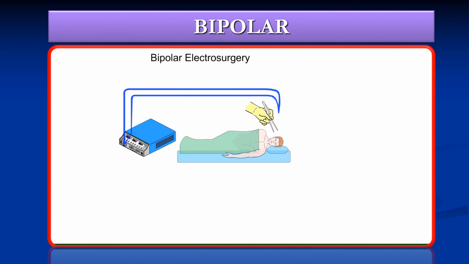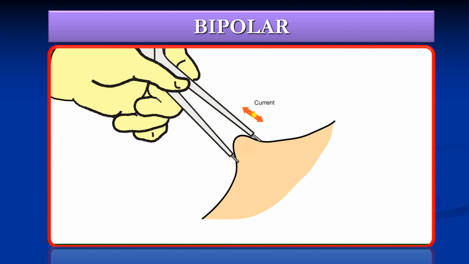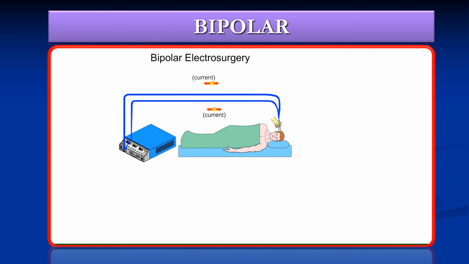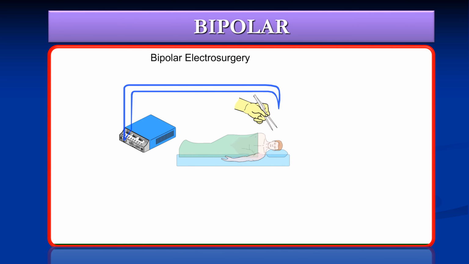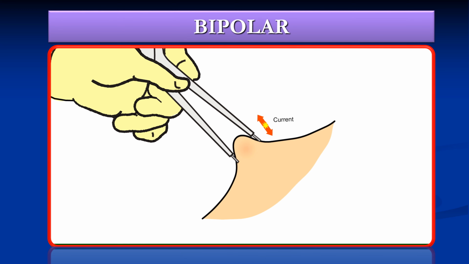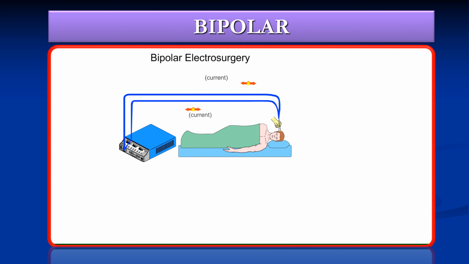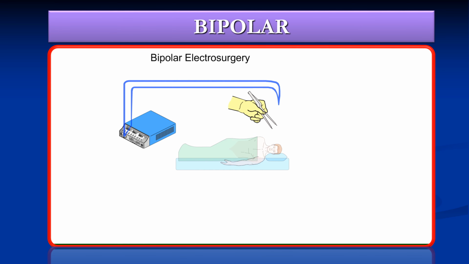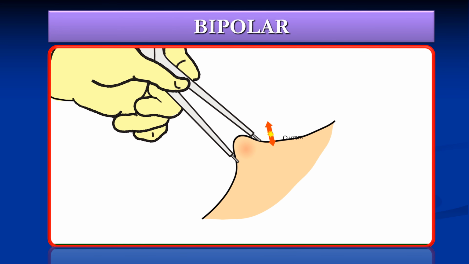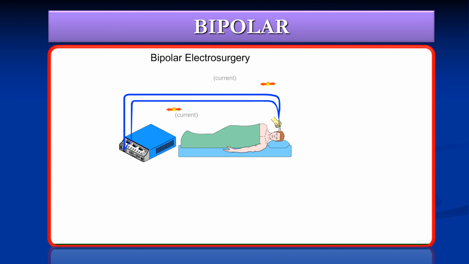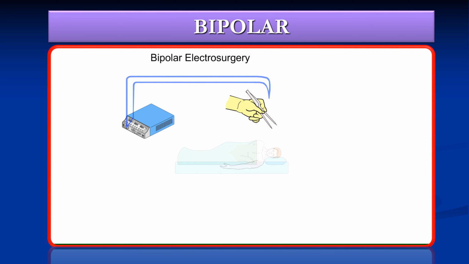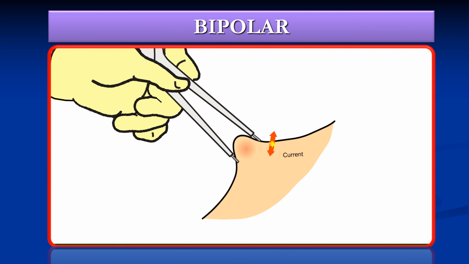How does bipolar work? Bipolar instruments are designed with the use of two electrodes, one active electrode and one return electrode. The return electrode is situated at the tip of the instrument. They are generally safer than the monopolar instrument. Why? Because the current passes from the generator to the active electrode, grasped tissue, and return electrode, which is at the tip of the instrument, so there is no dispersive electrode, so it is safer.